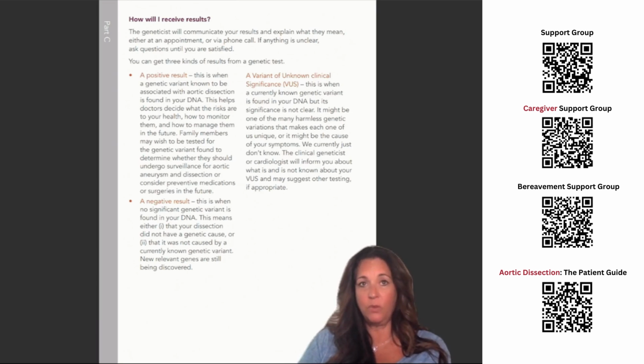A positive result. This is when a genetic variant known to be associated with aortic dissection is found in your DNA. This helps doctors decide what the risks are to your health, how to monitor them, and how to manage them in the future. Family members may wish to be tested for the genetic variant found to determine whether they should undergo surveillance for aortic aneurysm and dissection, or consider preventive medications or surgeries in the future.